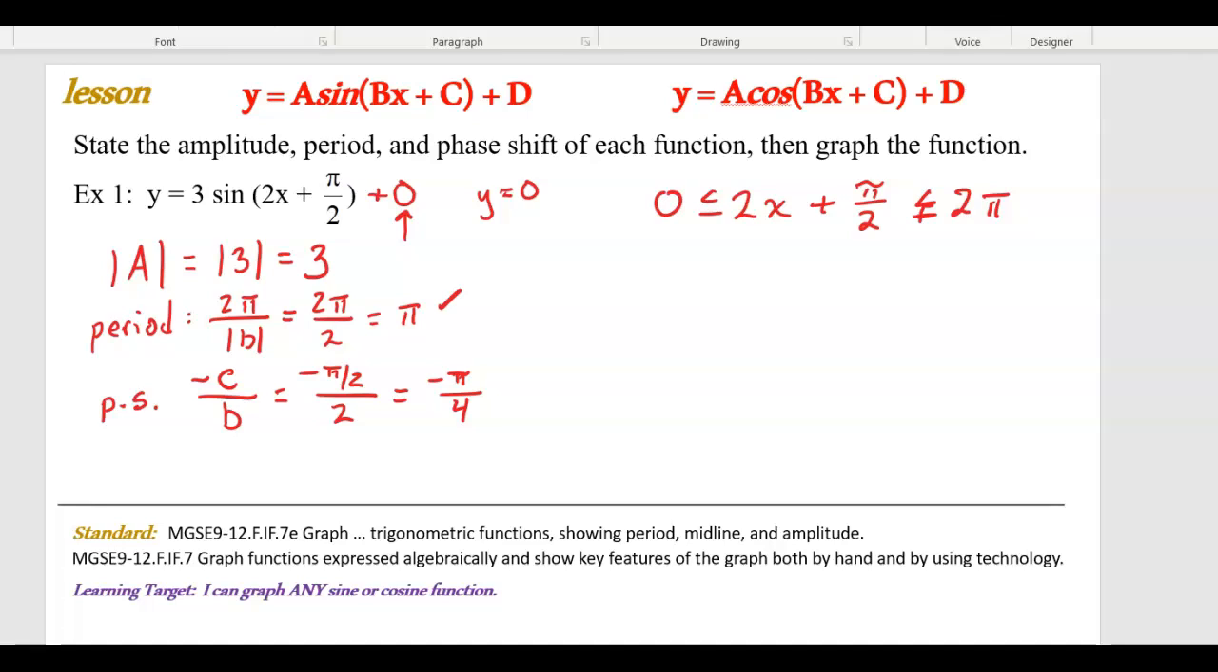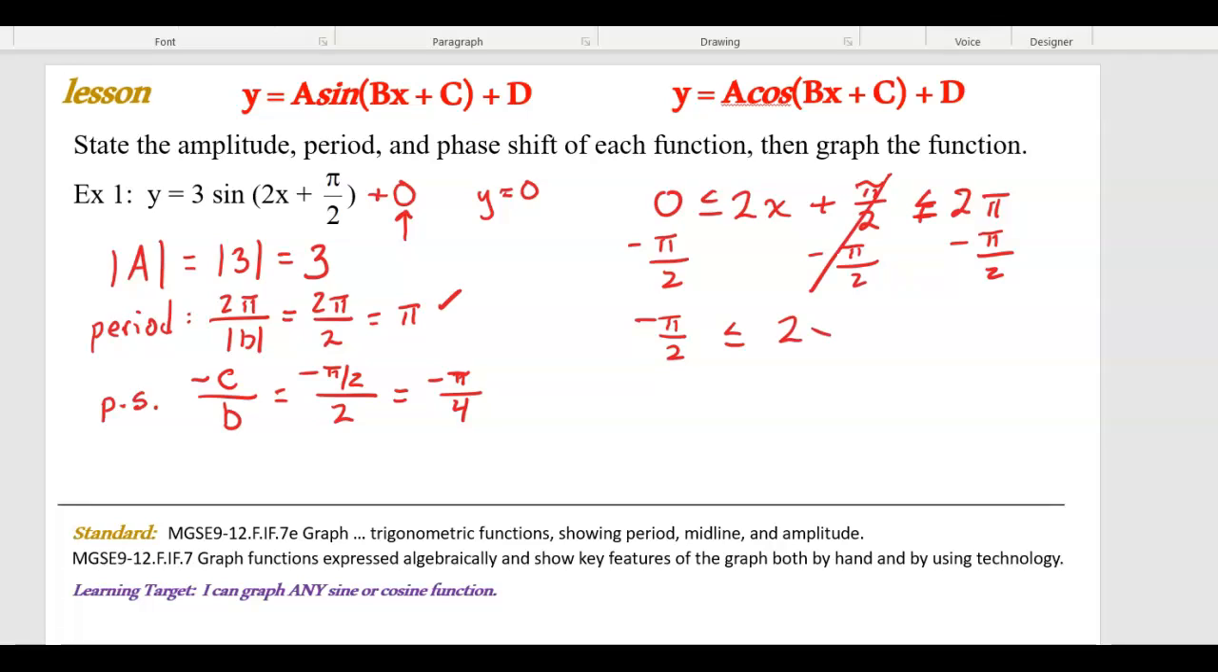So I'm going to solve for x. I'm going to undo plus pi over 2. I'm going to subtract pi over 2. Okay, now what that means is, graphically, we are now shifting 0 left to negative pi over 2, and we're shifting 2 pi left pi over 2 spaces. So we're basically taking the original graph and shifting everything to the left pi over 2. 0 minus pi over 2, negative pi over 2.